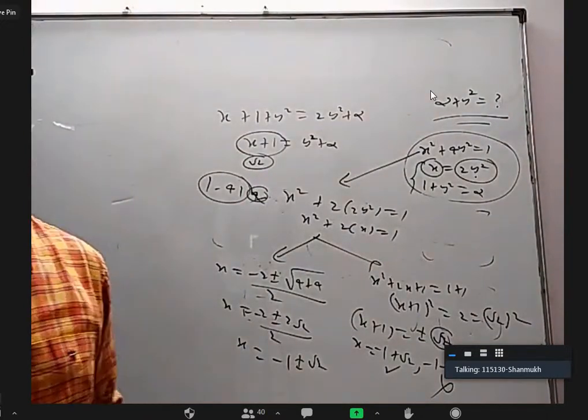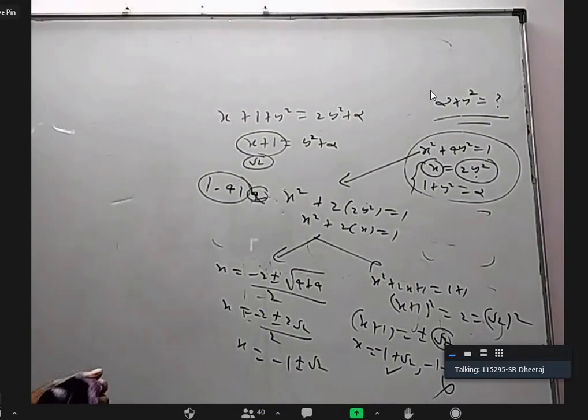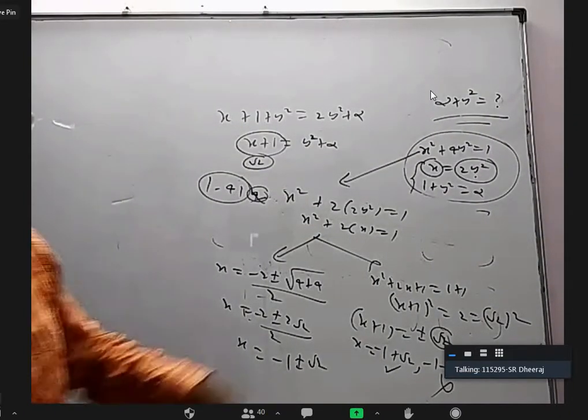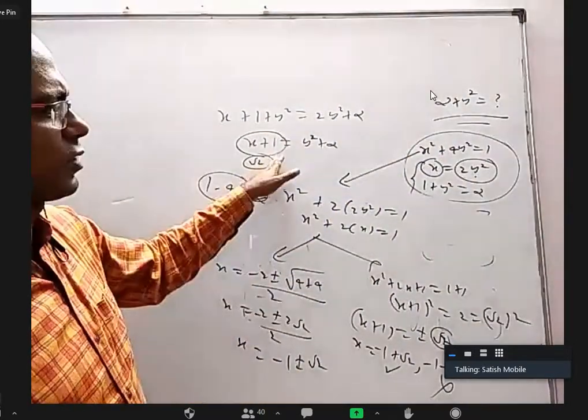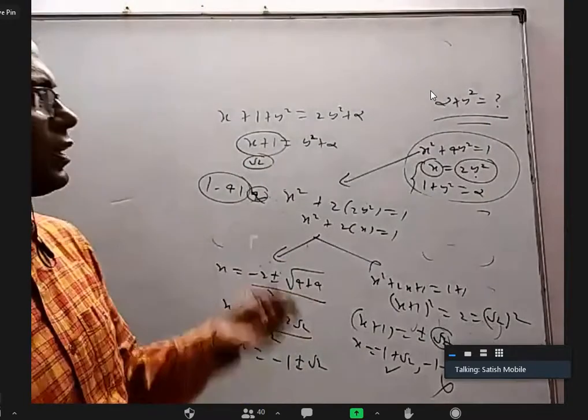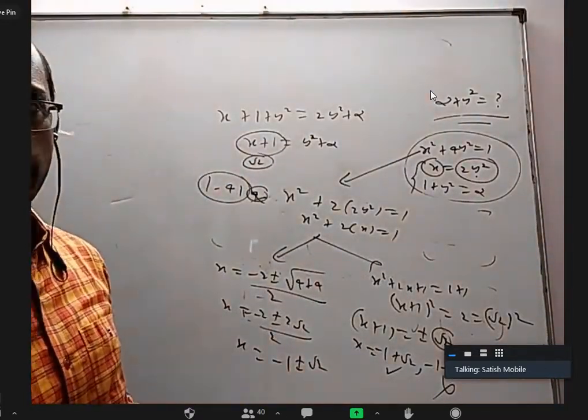Sir, there x plus 1 plus y square, 2y square you substituted from the first equation, sir? Yes, yeah. This 2y square is substituted here. You can do it different ways. I'm not saying this is the only way. But you can find alpha clearly, y square clearly, x clearly. All values can be found. Okay?